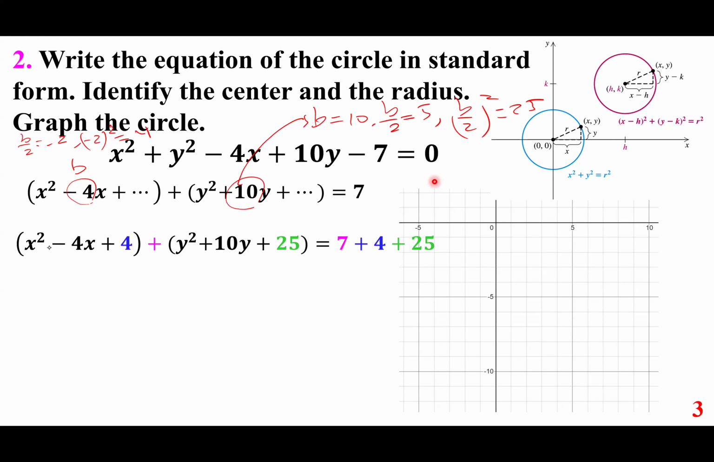So the left side is x and b over 2. That means x minus 2 quantity squared, y and b over 2, y and 5 squared, y plus 5 quantity squared. And we add 7, 4, and 25. We get 36. And so now, obviously, the radius is 6, and the center is located at (2, -5).